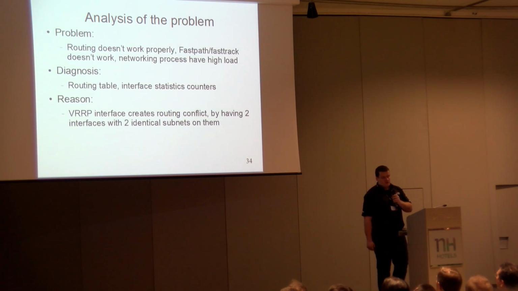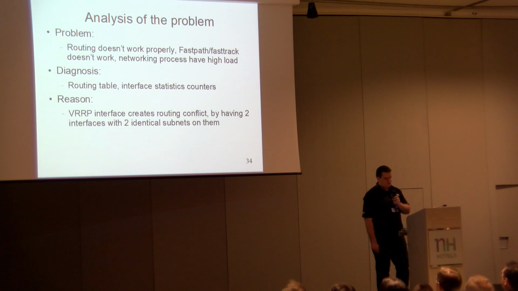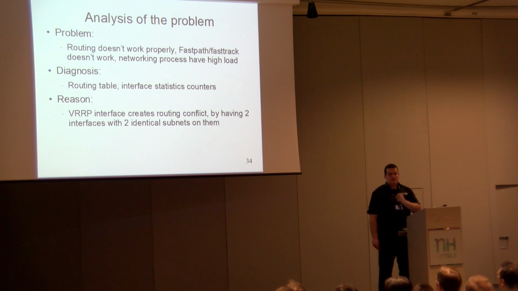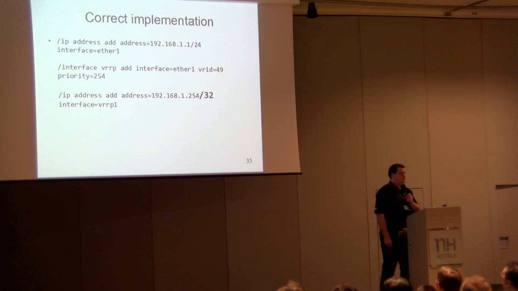Okay. So, problem description. Routing doesn't work properly. My fast track or fastpath doesn't work. Networking process load is quite high. As soon as you open your routing table, IP routes, and look at the interface statistics, you will notice that you have two interfaces with identical IP networks on them: the VRRP interface and the physical interface. Sorry, you forgot that on VRRP, you can only use /32 on virtual interfaces. This is the most common problem.